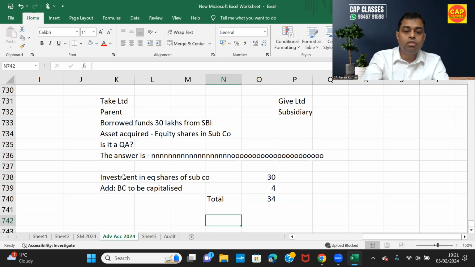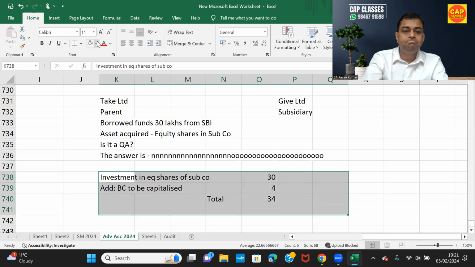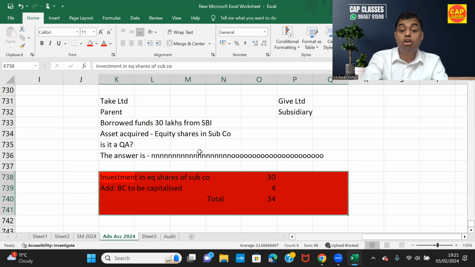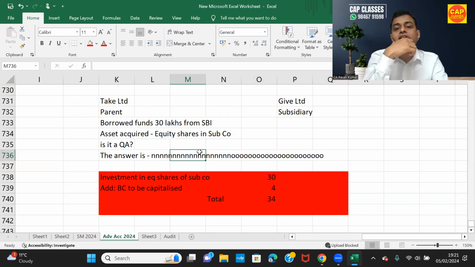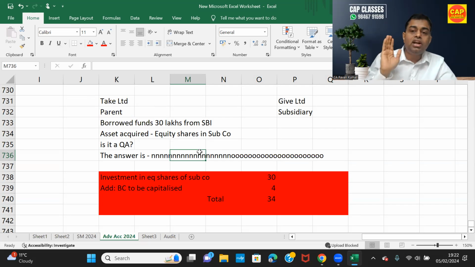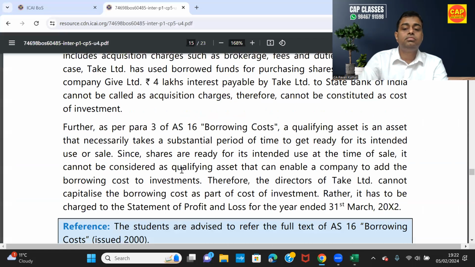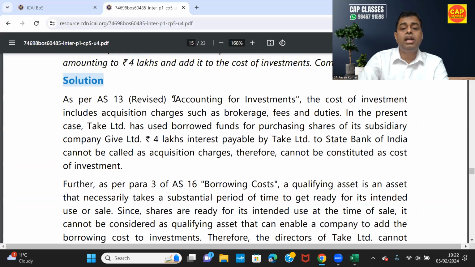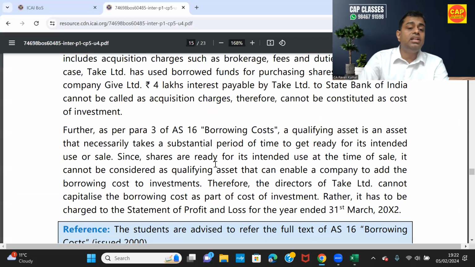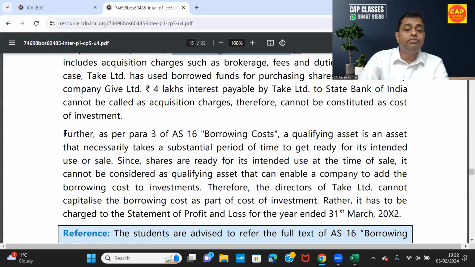The answer is wrong. You cannot capitalize this 4 lakhs. You have to charge it to P&L because the asset in your books is not a qualifying asset. The project and all is in the subsidiary company's books. For you, what is the asset? Equity shares in subsidiary. Is it a qualifying asset? No. So that's it. First they have written about accounting for investments, and then they have written further.